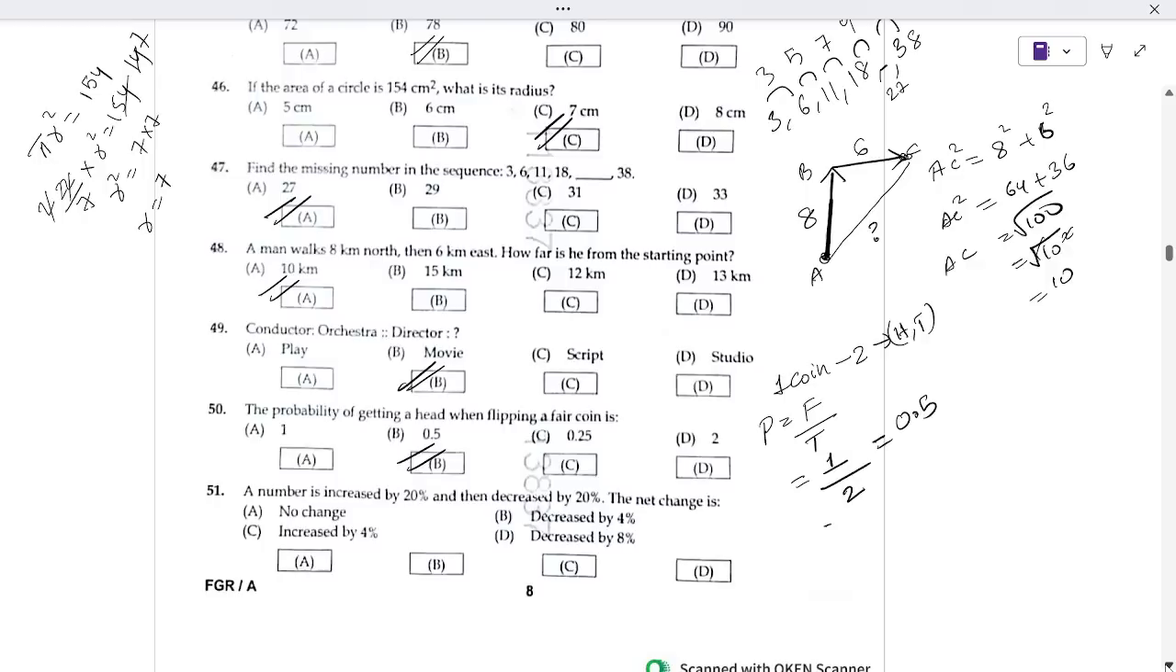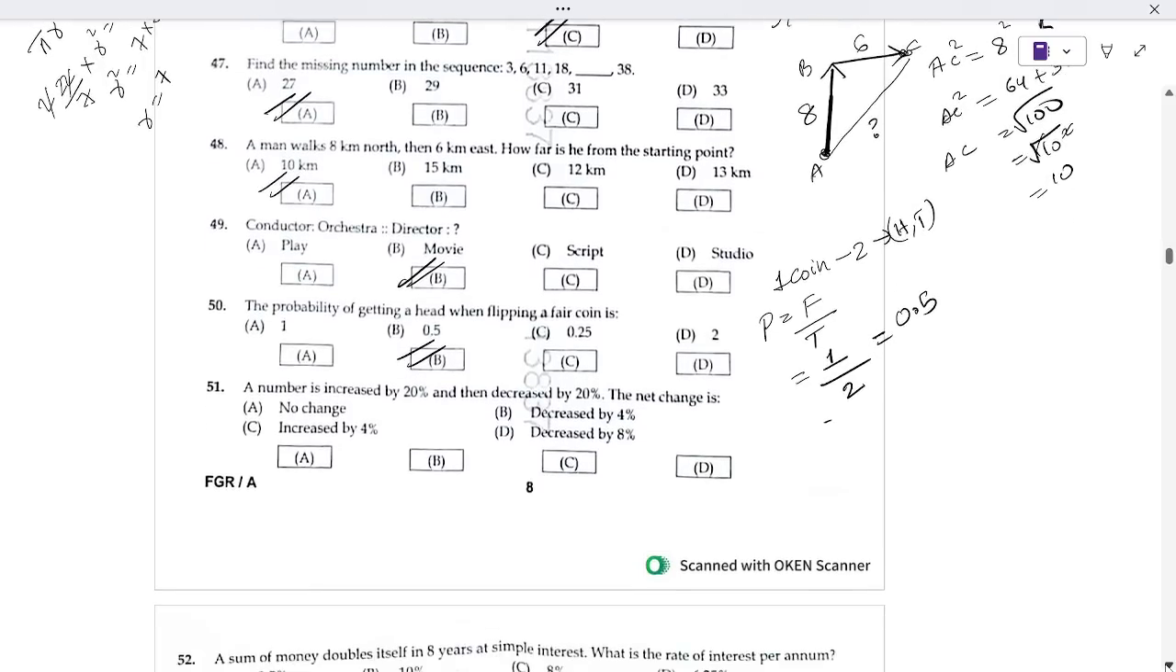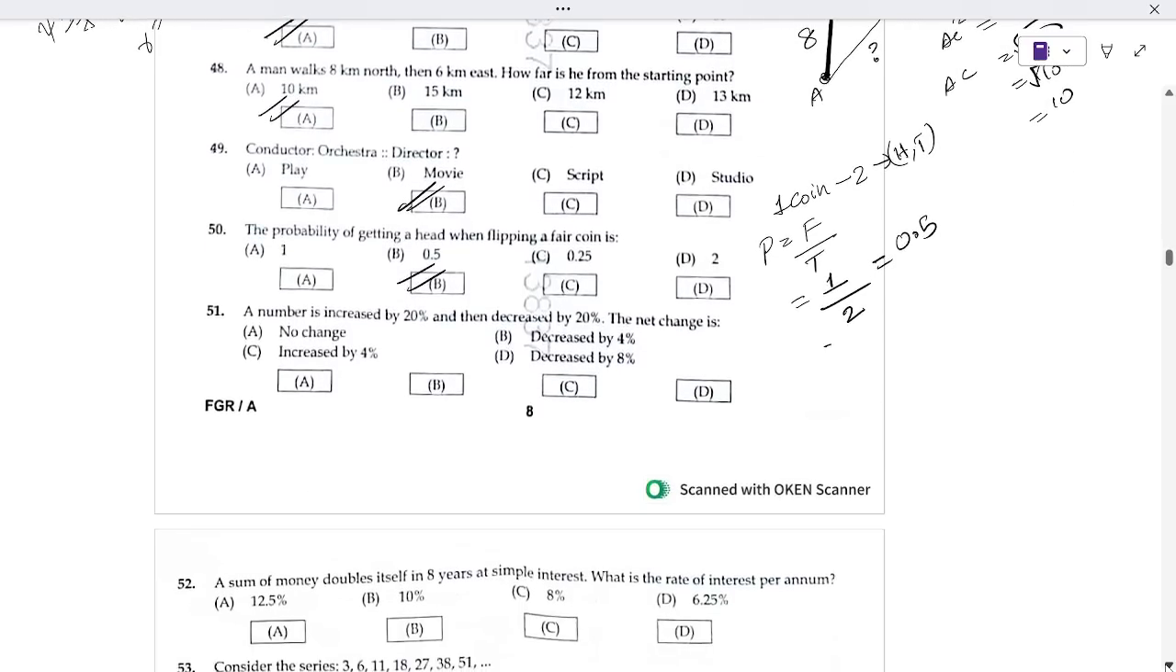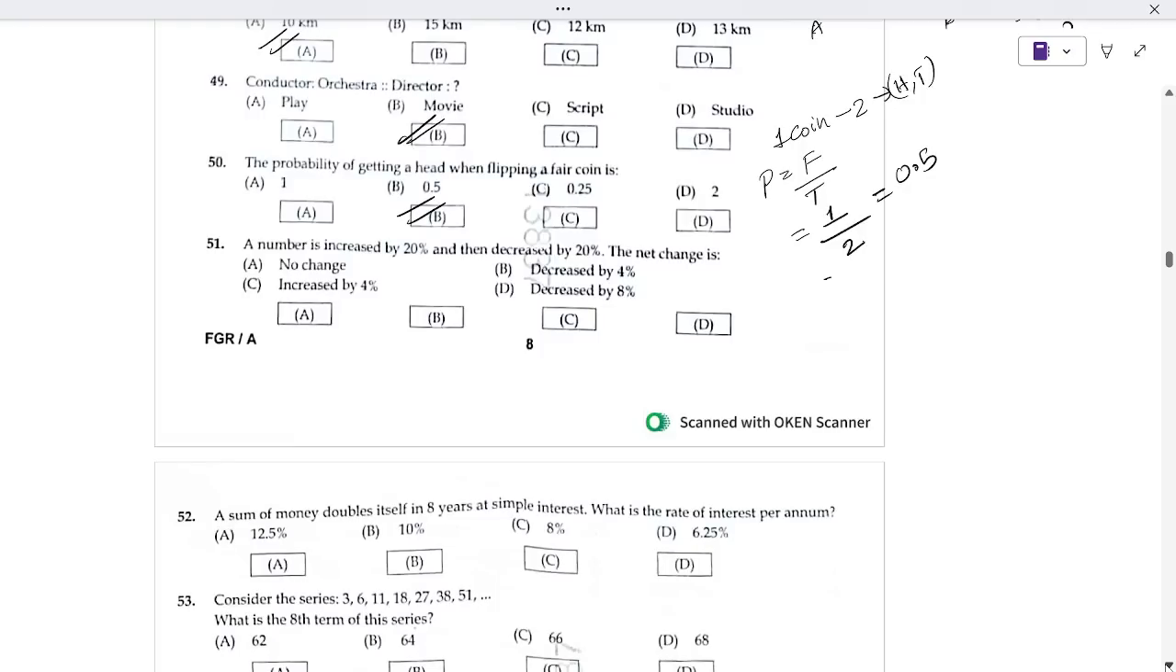A number is increased by 20% and then decreased by 20%, the net change is. Alright, so this one we can do by the successive method also. Without the successive method also we can apply it. So let's check. Let the number be 100% since it's not mentioned.